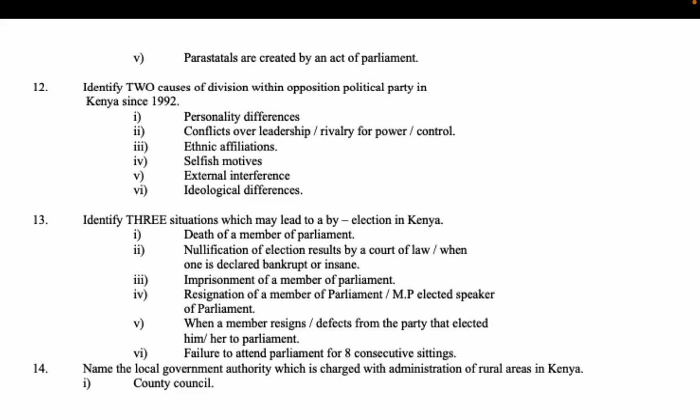13. Identify 3 situations which may lead to a by-election in Kenya. I. Death of a member of parliament. II. Nullification of election results by a court of law, or when one is declared bankrupt or insane. III. Imprisonment of a member of parliament. IV. Resignation of a member of parliament, or an MP elected speaker of parliament. V. When a member resigns or defects from the party that elected him or her to parliament. VI. Failure to attend parliament for 8 consecutive sittings.